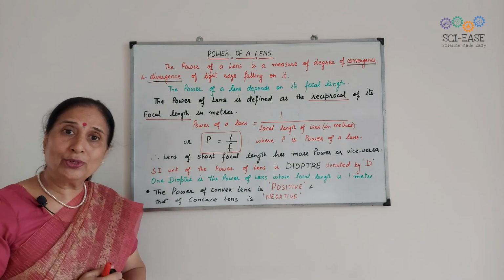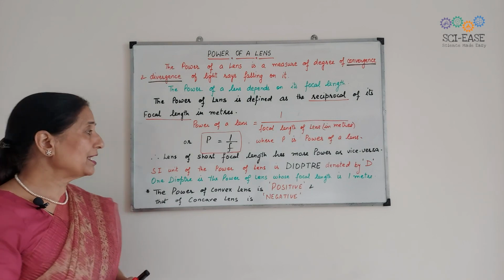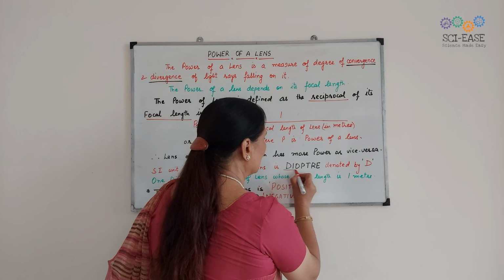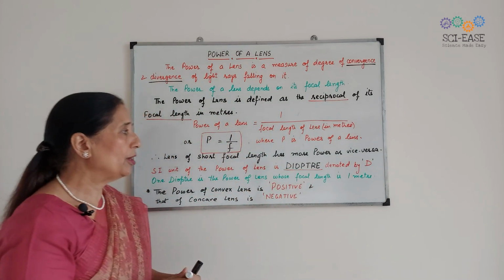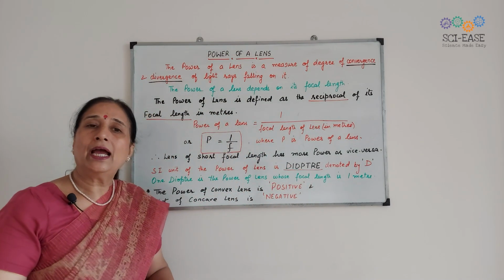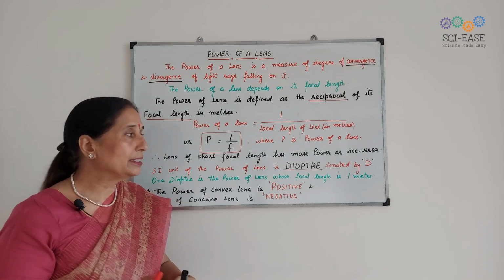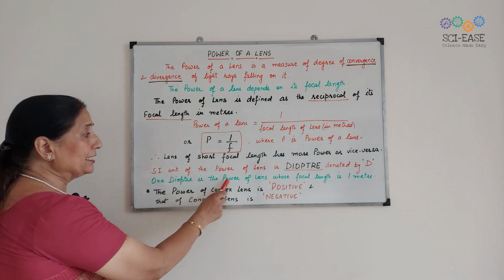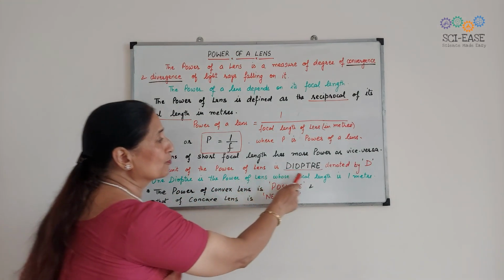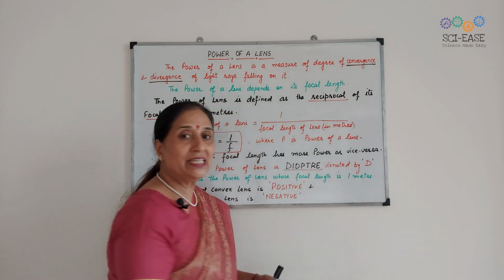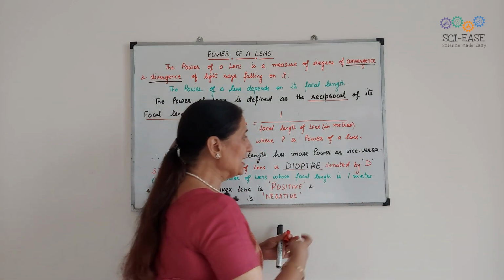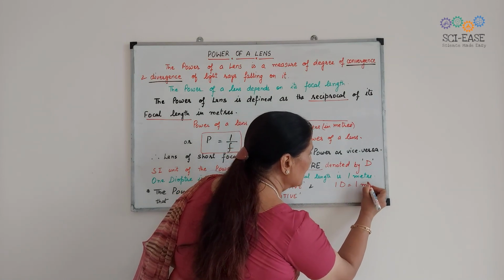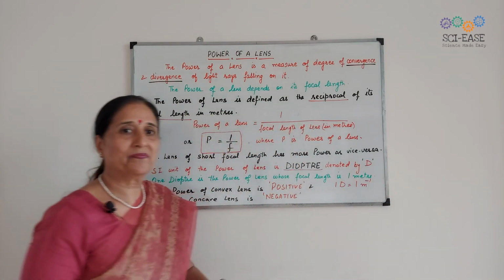Now, what are the SI units of power? SI unit of power is diopter. You must see the spelling, D-I-O-P-T-R-E, and it is denoted by capital D. 1 diopter is the power of the lens whose focal length is 1 meter. So, 1D is equal to 1 meter inverse.